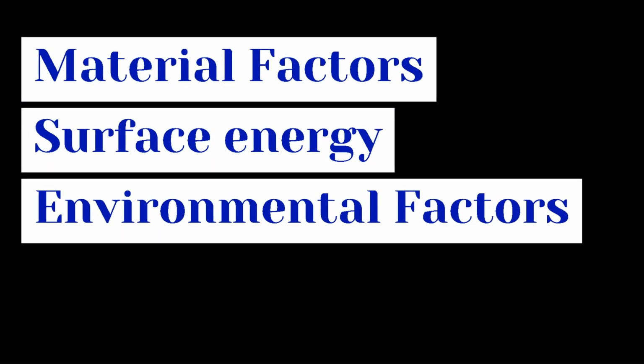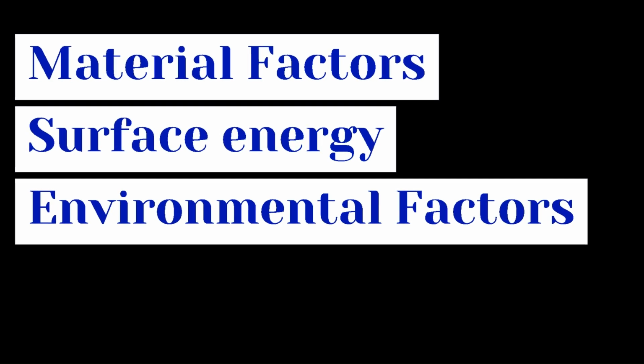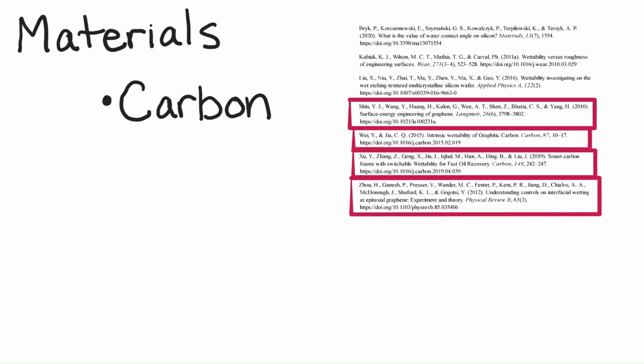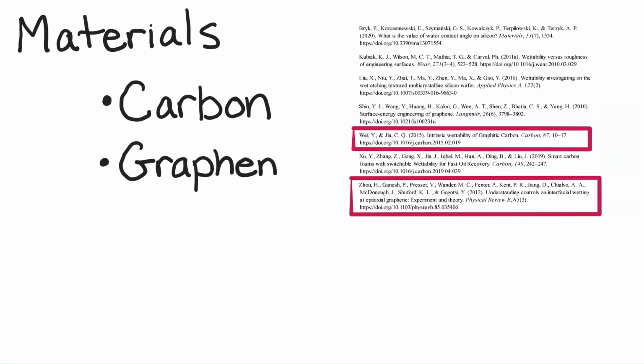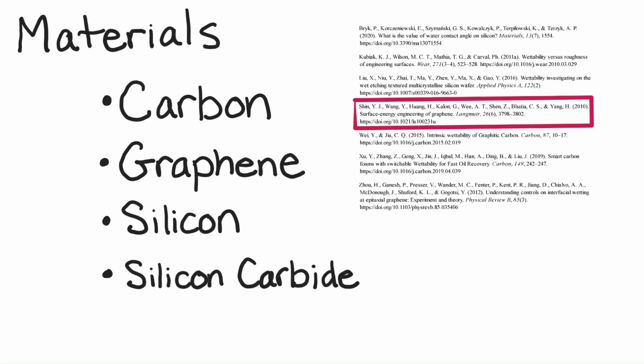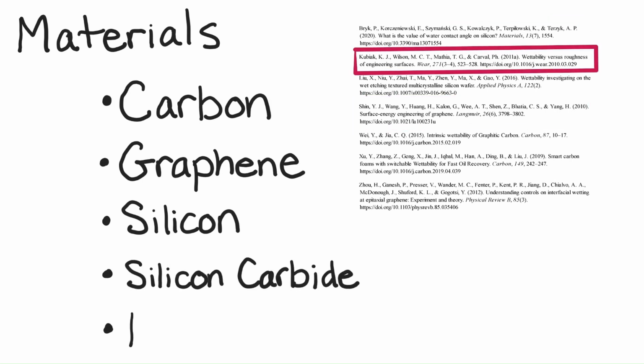I chose 3 categories to discuss that each have effects to these surface conditions: material factors, surface energy, and environmental factors. Let's start with materials. Carbon is mainly used in these 4 studies, graphene in these 2, silicon in these, silicon carbide in this study, and metals and ceramics in this one.